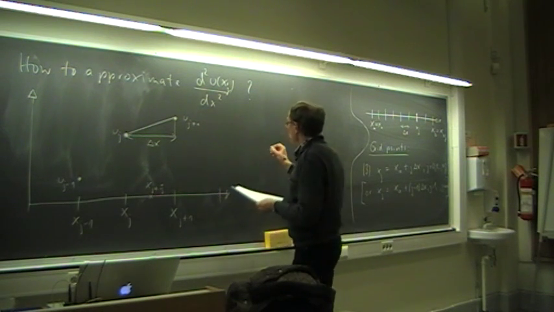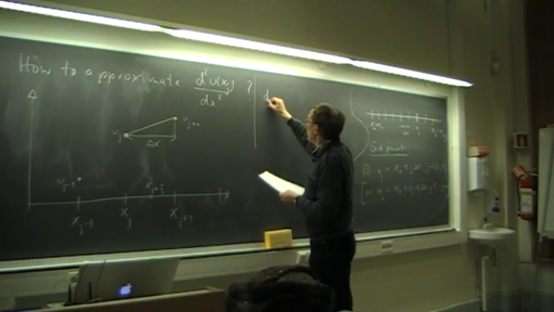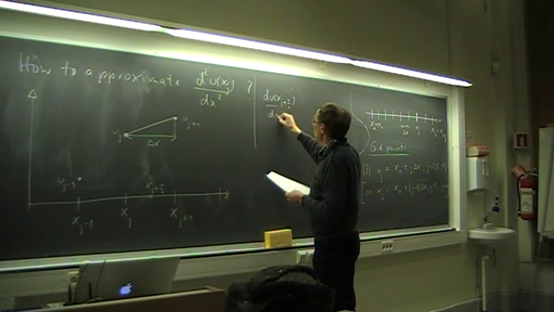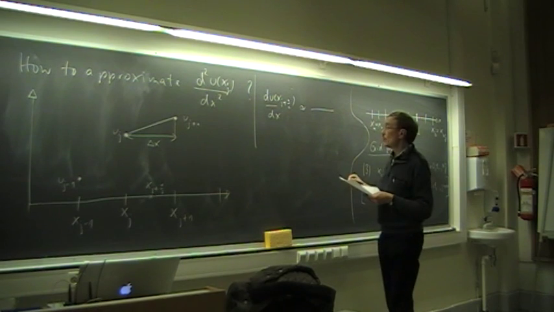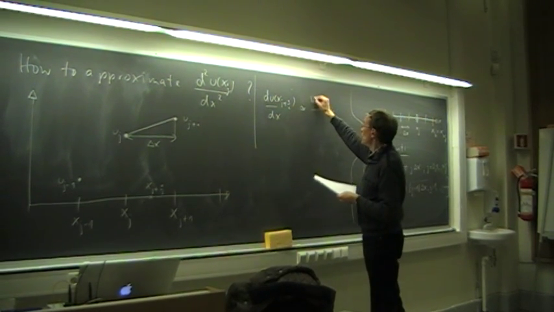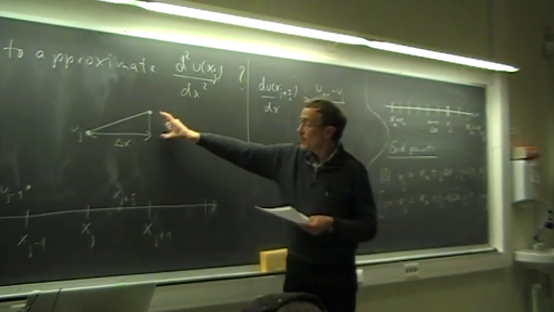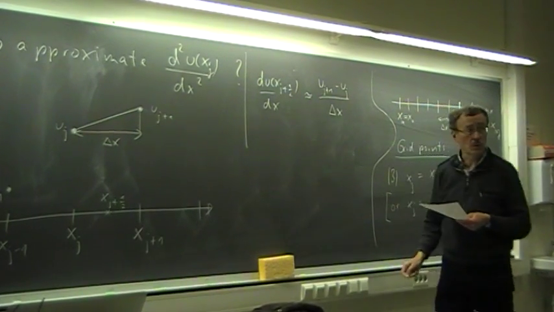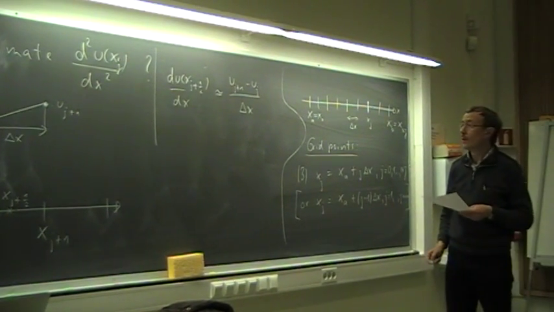And then we could say that the first derivative, du of xj plus 1/2 dx, is approximately equal to the slope that we have here, determined by the finite difference when we determine uj plus 1 minus uj, that is this difference, divided by delta x. So that is a good approximation, in fact.